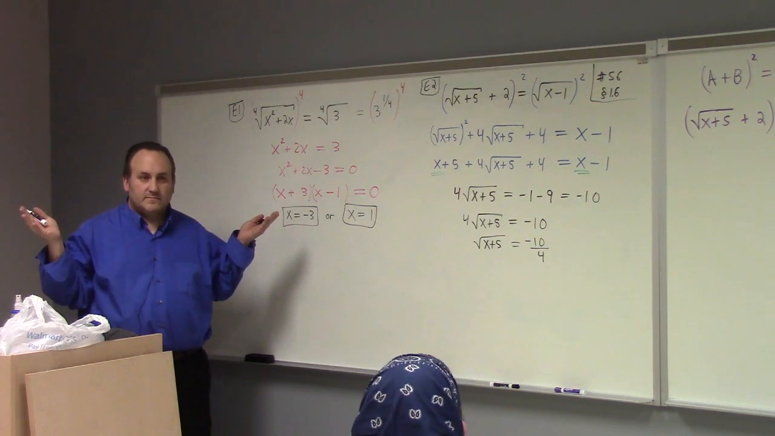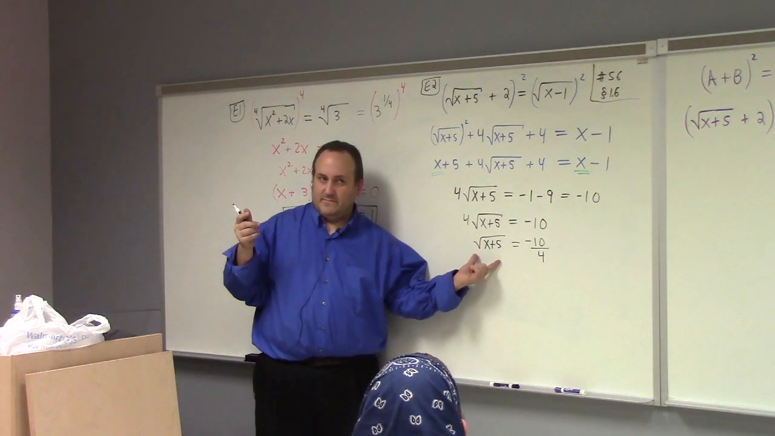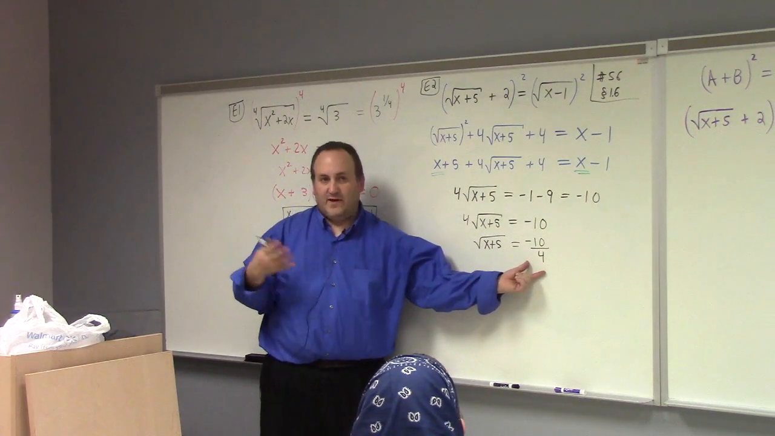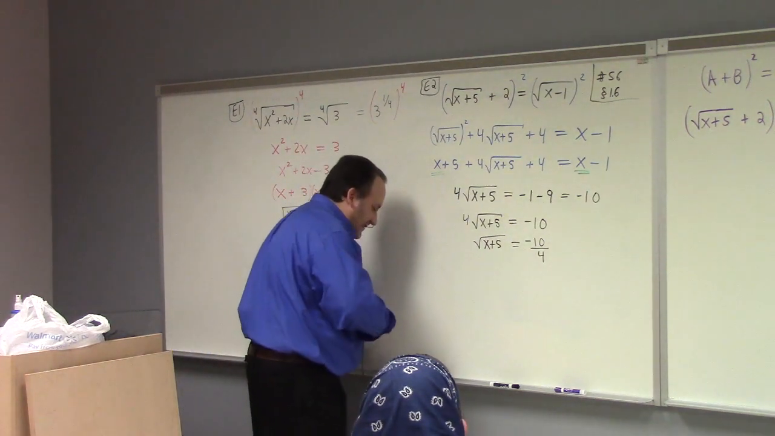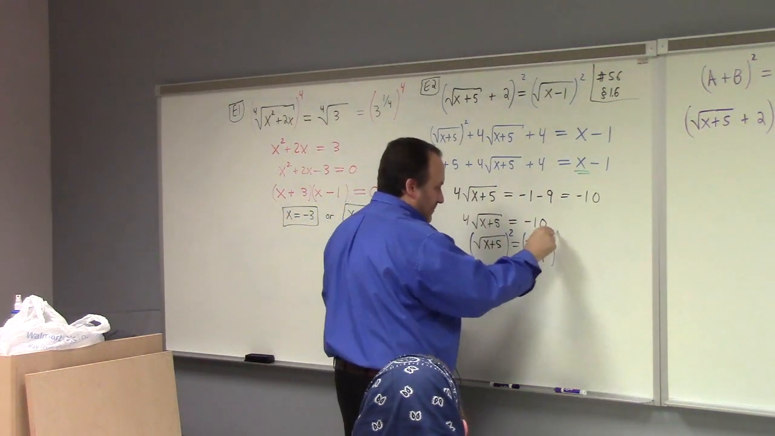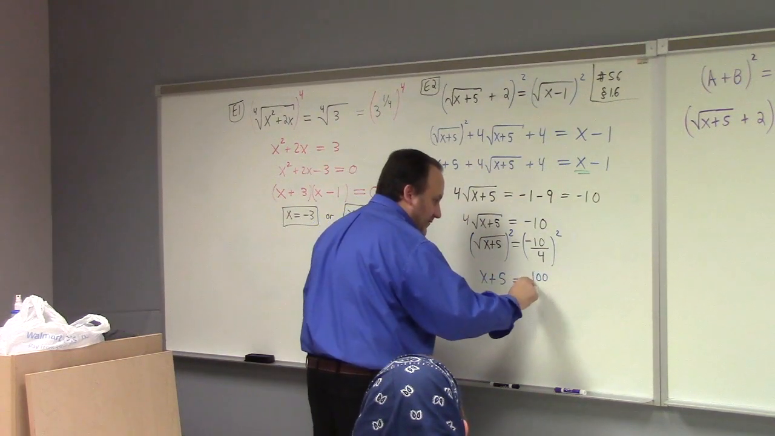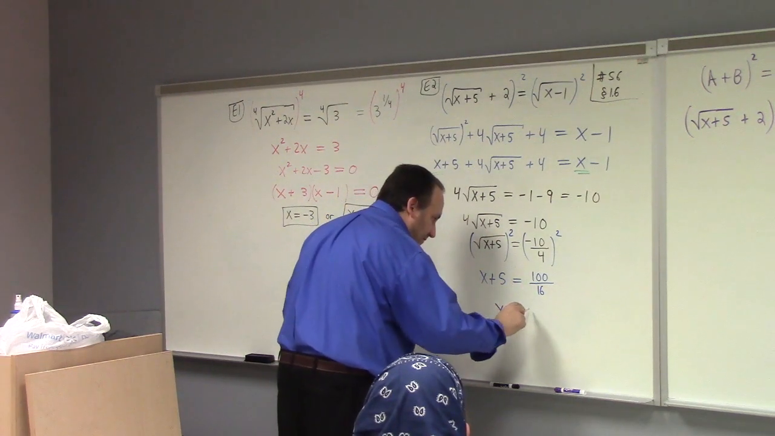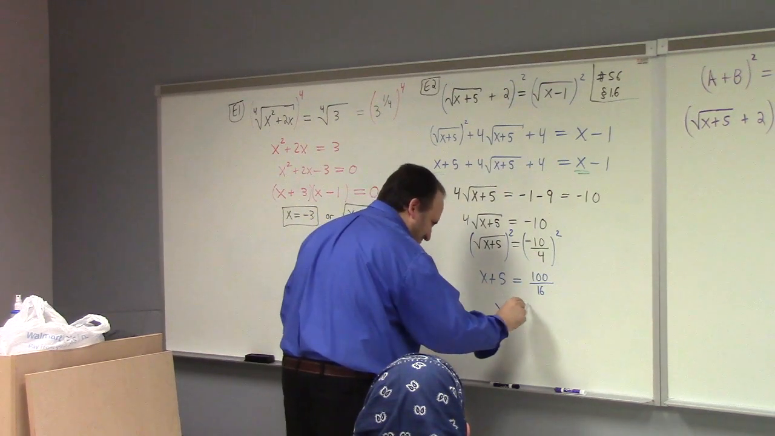Do you see that? Because I can't have the square root. Remember, the square root is non-negative. Can I have the square root of something be minus 10 fourths? Impossible, right? Well, let me just go on, ignoring the fact there's no solution. If I take this and square it, what do I get? I get x plus 5 is equal to 100 over 16, yeah? So that gives me x is equal to, whatever that is, what's 100 over 16? I don't know. 25 over 4?